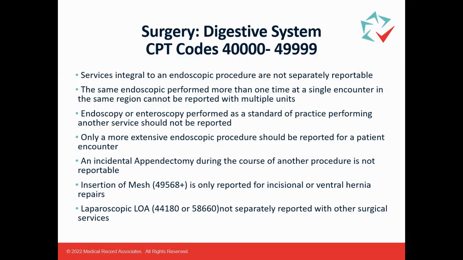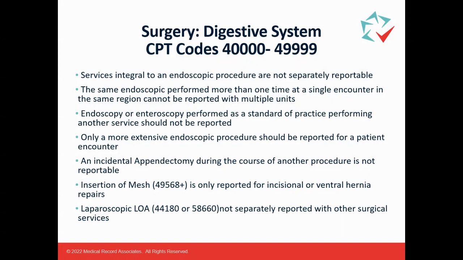Digestive system, CPT codes 40000 through 49999. Services that are integral to an endoscopic procedure are not reported separately. The same endoscopic procedure performed more than one time in a single encounter in the same region cannot be reported with multiple units. Endoscopy or enteroscopy performed as a standard of practice while you're performing another service should not be reported. Only the more extensive endoscopic procedure should be reported for a patient encounter. If more than one are done, you'll go with the more extensive.